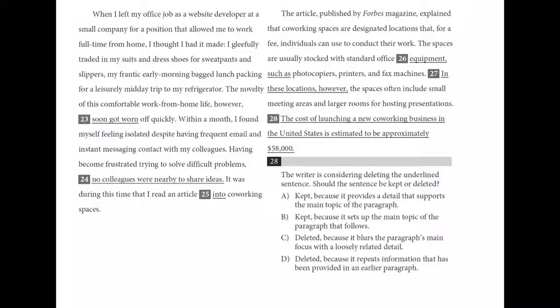Number 28. The writer is considering deleting the underlined sentence. Should the sentence be kept or deleted? C. Deleted, because it blurs the paragraph's main focus with a loosely related detail. Because the sentence is a distraction from the paragraph's focus. Nothing in the paragraph suggests that the cost of setting up a co-working business is relevant here.